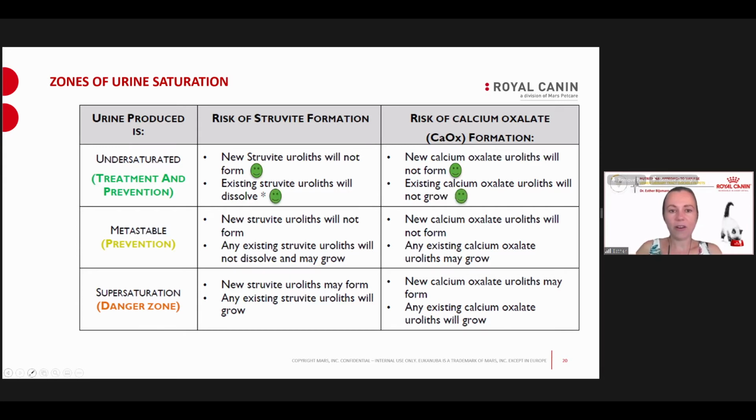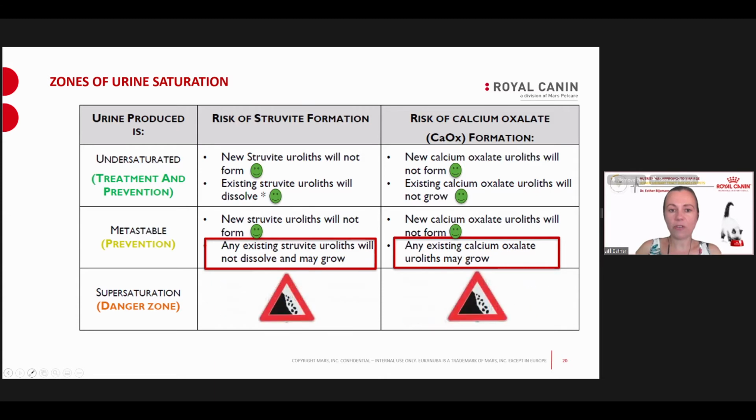Existing calcium oxalate uroliths won't grow when the urine is undersaturated, but unfortunately to this date, we do not know how to dissolve calcium oxalate. In a metastable supersaturation zone, new struvite uroliths won't form, and neither will calcium oxalate, but if there is an existing struvite urolith, it won't dissolve and it might grow. And the same is true for calcium oxalate. And then we have the danger zone. Stones might form if the urine is supersaturated.